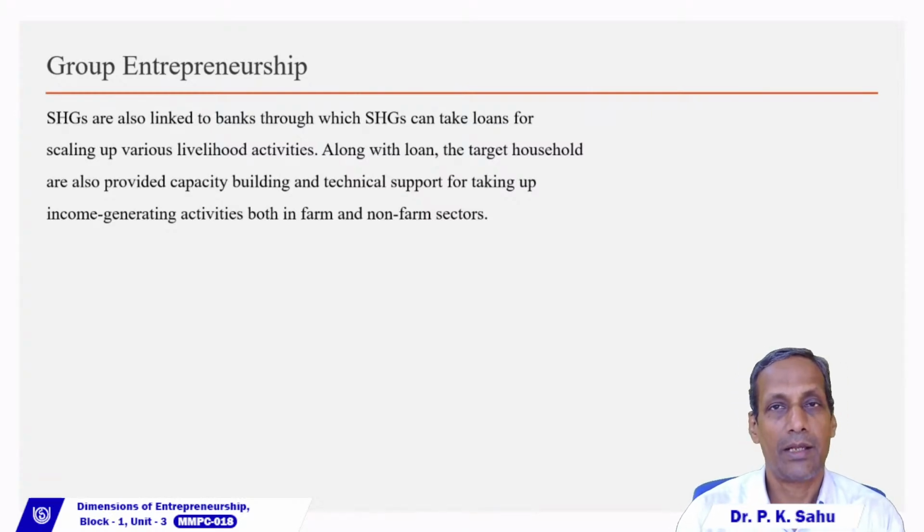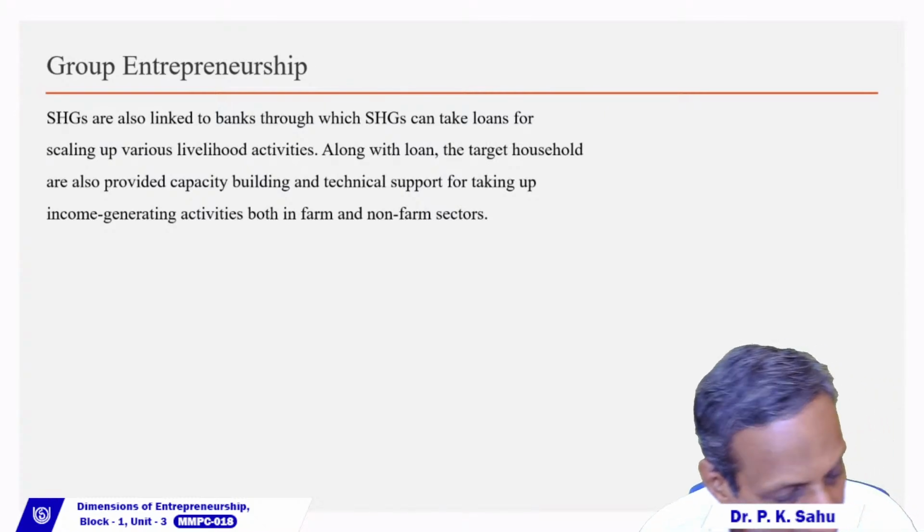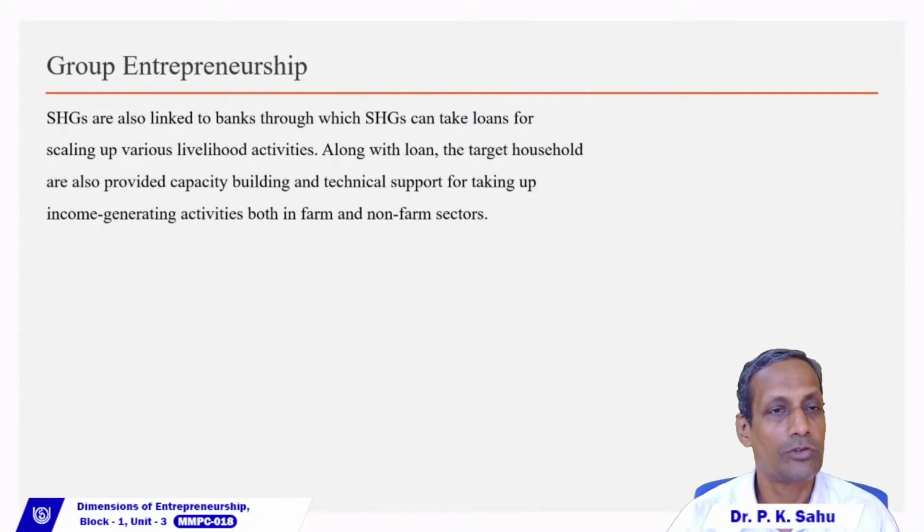Self-help groups, the second type of group entrepreneurship, are also linked to banks through which self-help groups can take loans for scaling of various livelihood activities. Along with loans, the target households are also provided capacity building and technical support for taking up income generating activities both in farm and non-farm sectors.